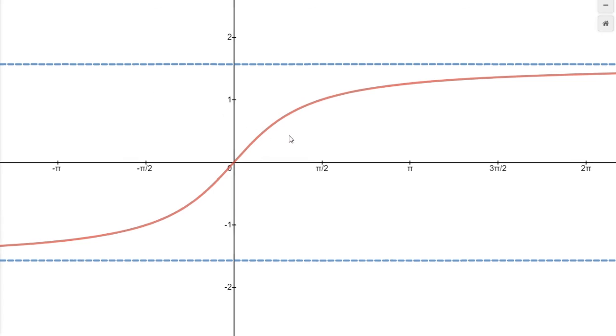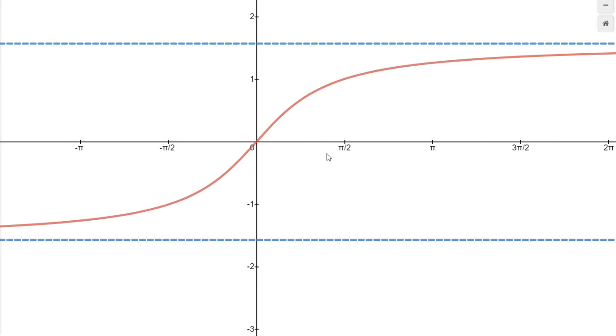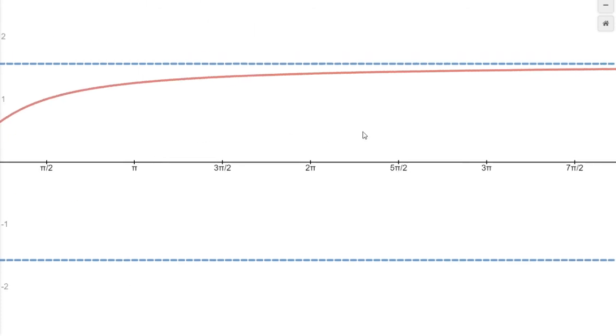Again, drawing the graph makes it relatively straightforward, so work out the range and domain. The range is strictly between minus pi over 2 and pi over 2. The domain is any real number, because this keeps going, as you can see.